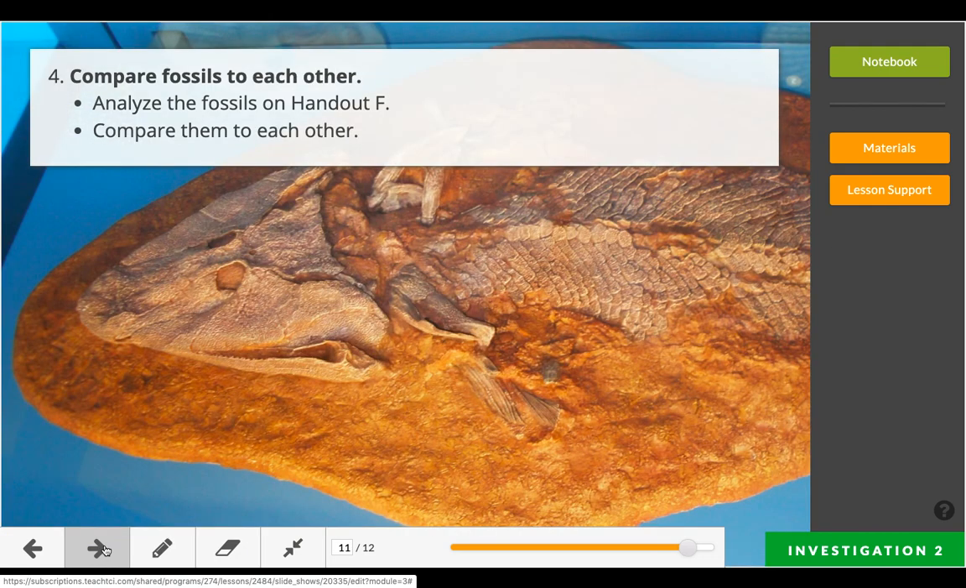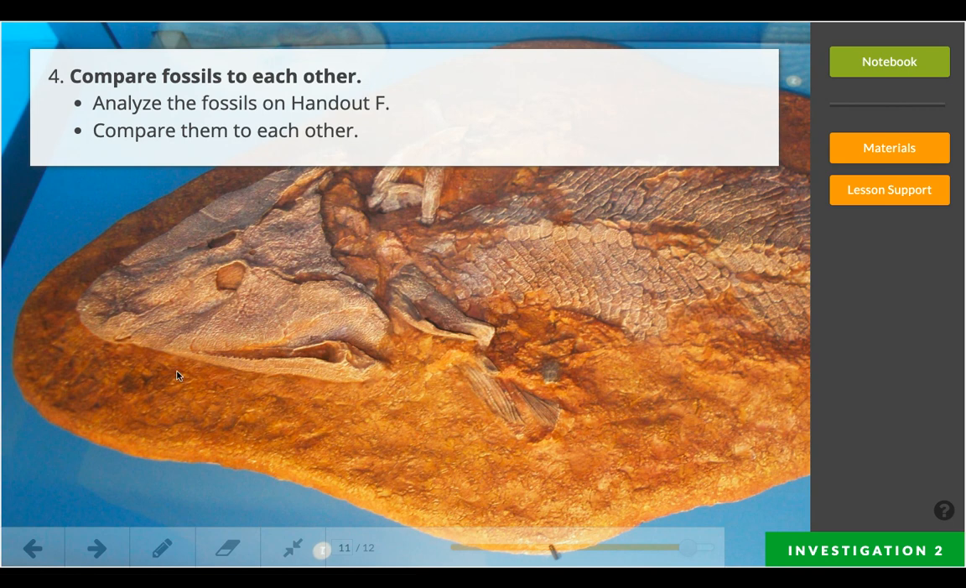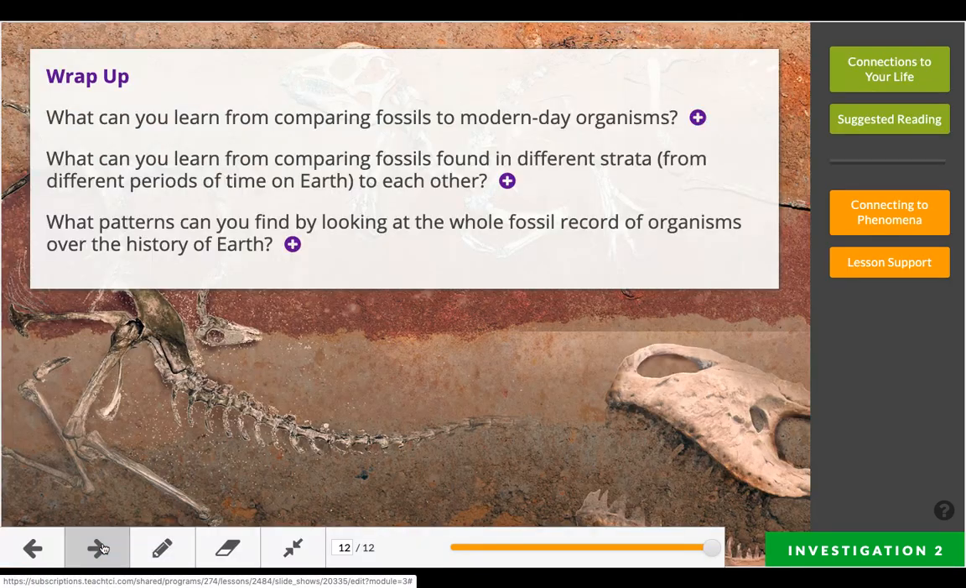Then the final part of this investigation is comparing fossils with each other. So you need to analyze the fossils on handout F, that's slides 8 through 13, compare the fossils with each other, both by looking at the pictures and also by reading the descriptions that go with them. Sometimes you'll need to click through a couple slides to see all of the information about a particular fossil, and then answer the questions that go with that section in your Google Doc.